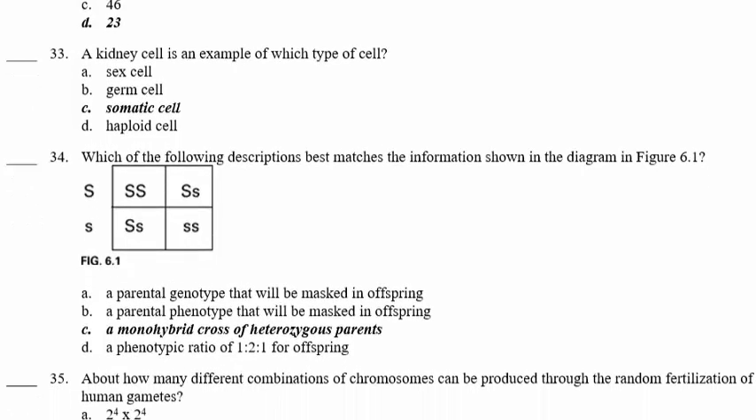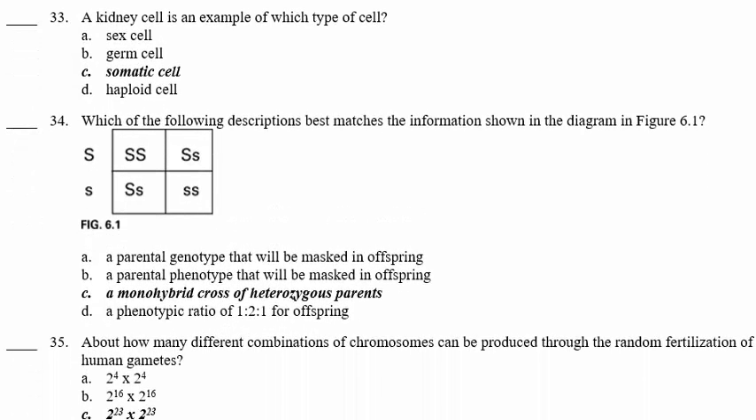34. Which of the following descriptions best matches the information shown in the diagram? We look at the diagram, and again, this is a monohybrid cross of heterozygous parents. Monohybrid means that it's testing against only one trait, and heterozygous parents, as you can see here, and as you can see the results, they are not pure.